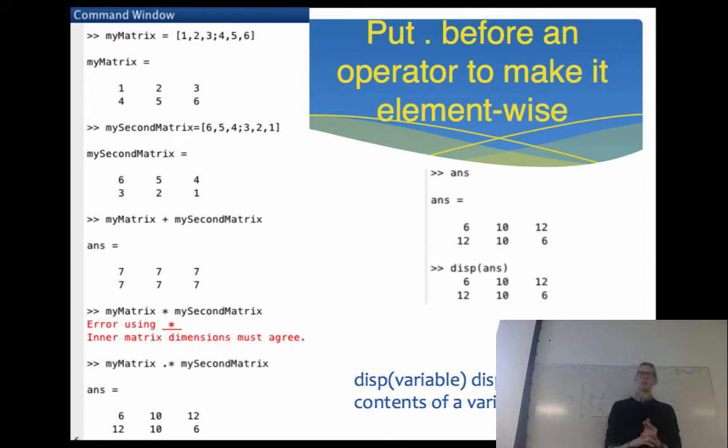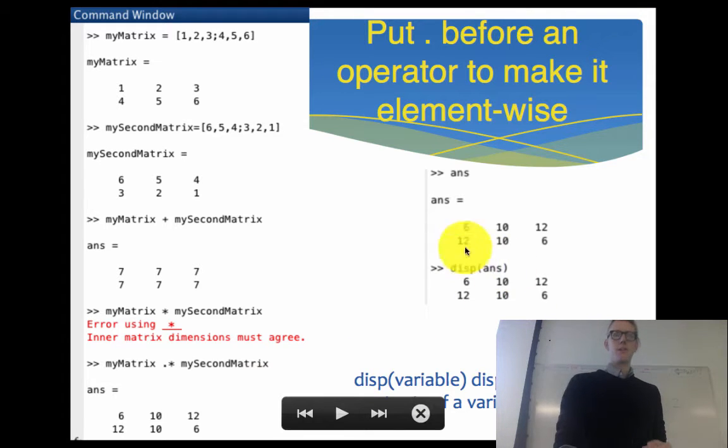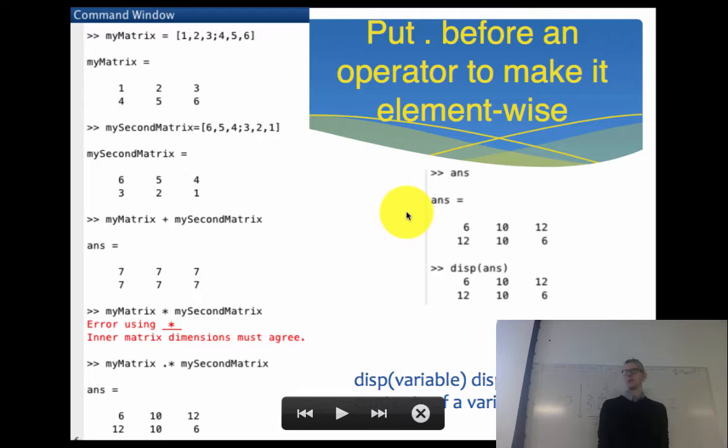Sometimes you'll see people use disp in their code. It's very similar to typing the variable without a semicolon at the end. So here you'll notice I've typed answer and I've hit enter. It's shown me answer on the screen. You can use that at any point to check the contents of the variable.